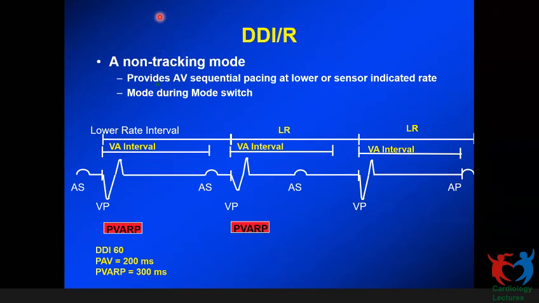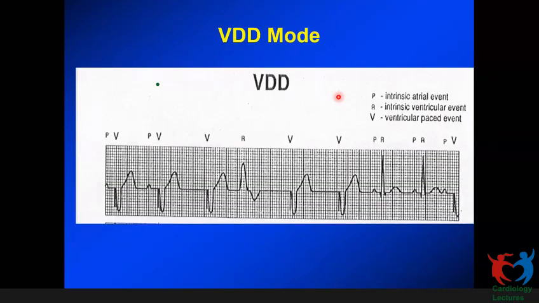But suddenly when the patient gets an atrial arrhythmia, it will be detected based on the faster atrial rate detection, and the device mode switches to DDIR mode, which means it's no more tracking the atrium, and the ventricle will be paced at the lower rate or the sensor indicated rate. So it will not track the faster atrial rate at a faster rate in the ventricle. So that's DDI or DDIR mode.